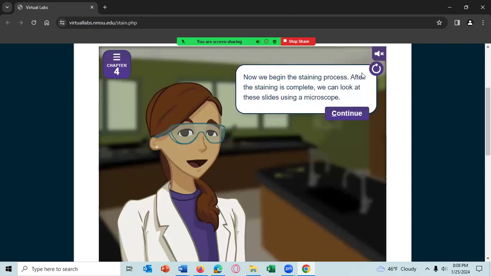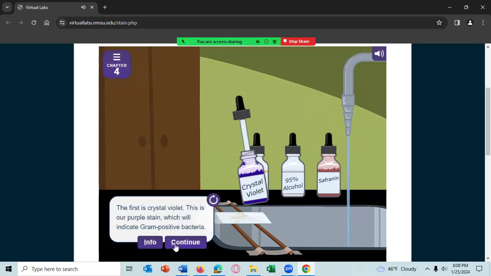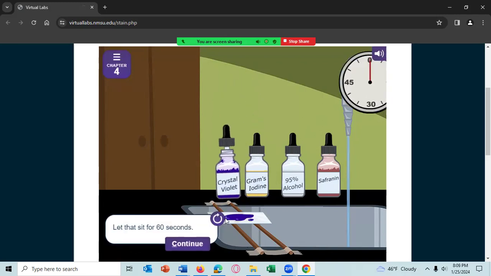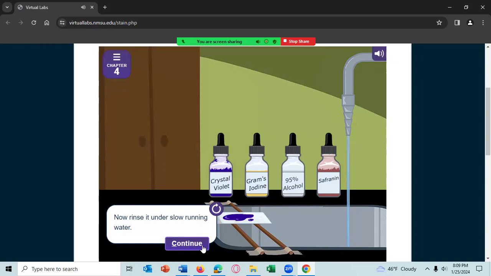All right, now we're going to begin the staining process, in a specific order, and rinse the slide off under slow running water in between each chemical. The first is crystal violet. This is our purple stain, which will indicate gram-positive bacteria. Using the dropper, squeeze out enough drops to cover your sample. Let that sit for 60 seconds. Now rinse it under slow running water.